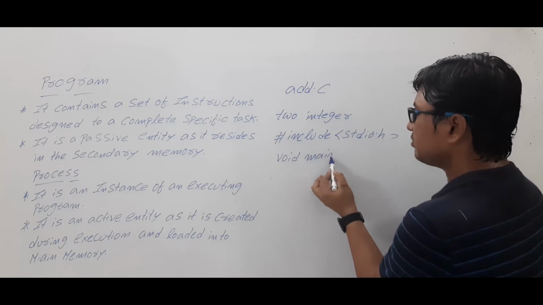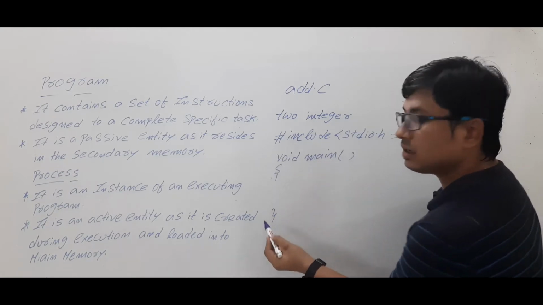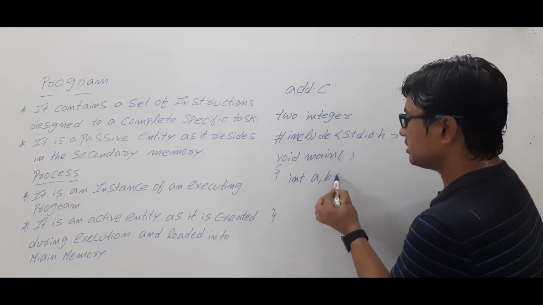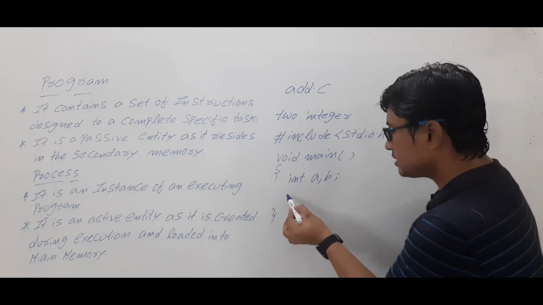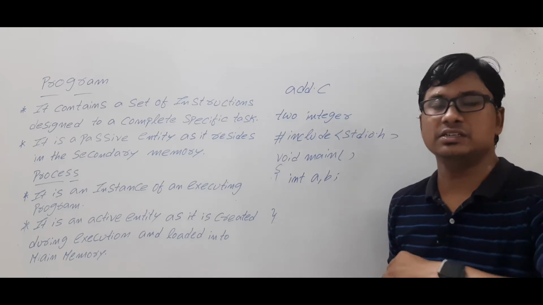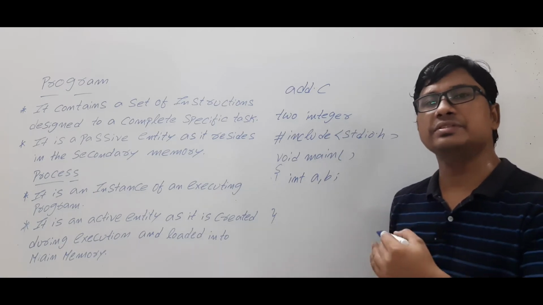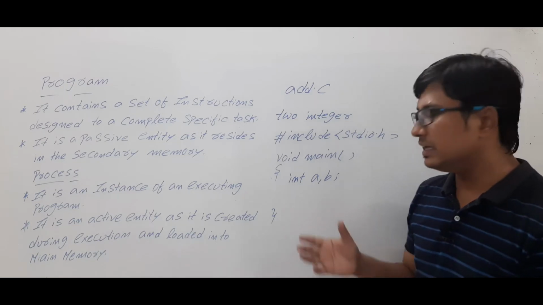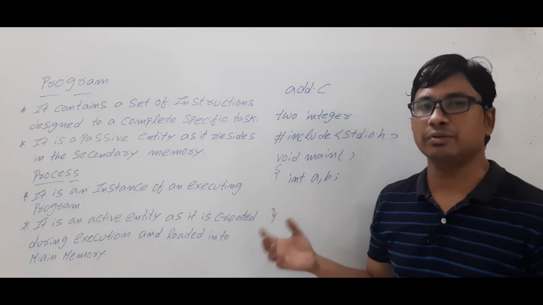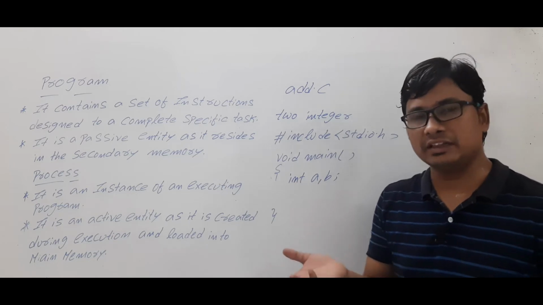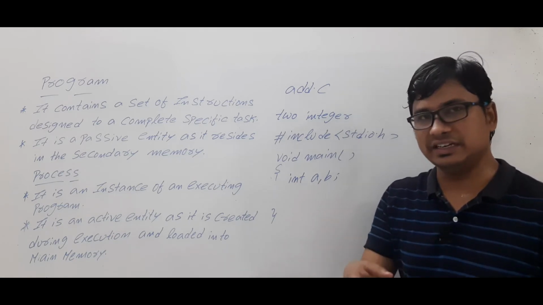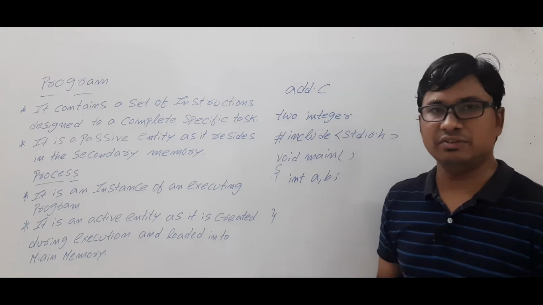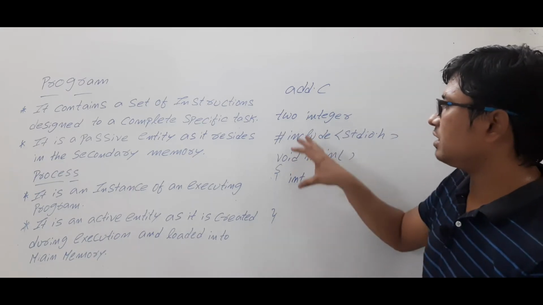Now inside the main function, you will declare the variables a, b, which are integers. Then you will write a statement scanf("%d %d", &a, &b). That statement will be useful for you to read the values of a and b from the user. Then you will declare another integer variable c. Then you will write c = a + b. Then you will print the c value. So that is what you will call a program.